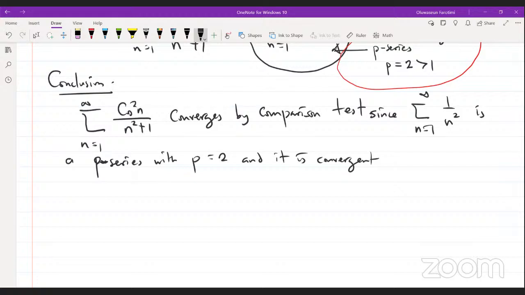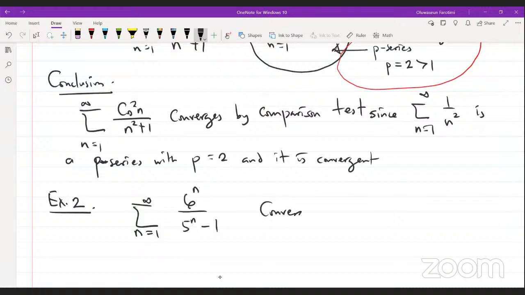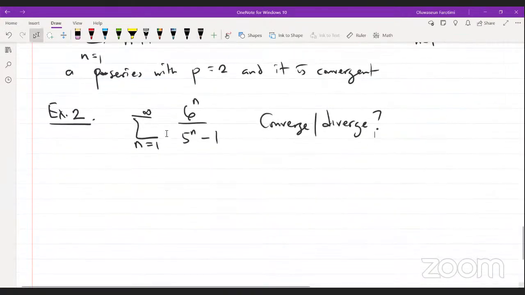All right, cool. Now another example, example 2. In this case, suppose we have the sum from n goes from 1 to infinity of 6 to the power of n over 5n minus 1. Does this guy converge or diverge? So we're asking the same question, okay? Remember, in this session, the only thing we want to do is use comparison tests. That's the only thing we really want to do.